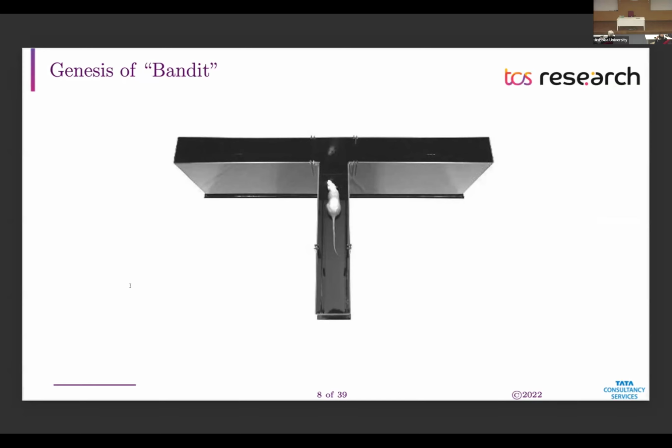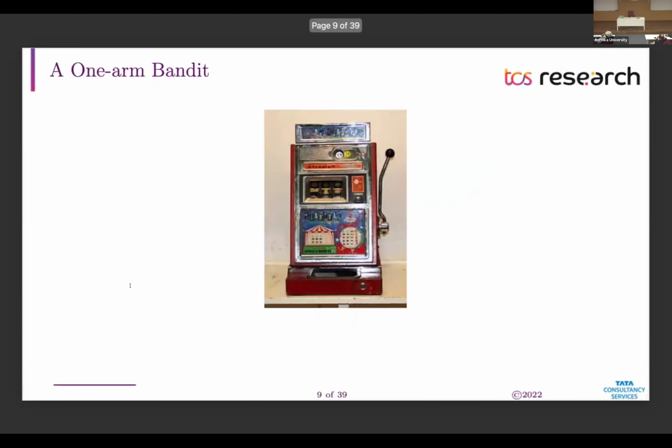And then they wanted to scale up to humans, but of course, even in those days, it was not considered ethical to put humans in a maze and make them chase after cheese. So they tried two-levered versions of a slot machine. A slot machine with two arms, and sometimes one arm would give better reward than the other.